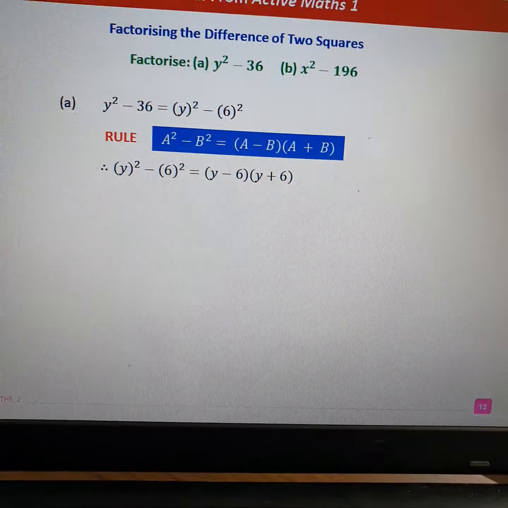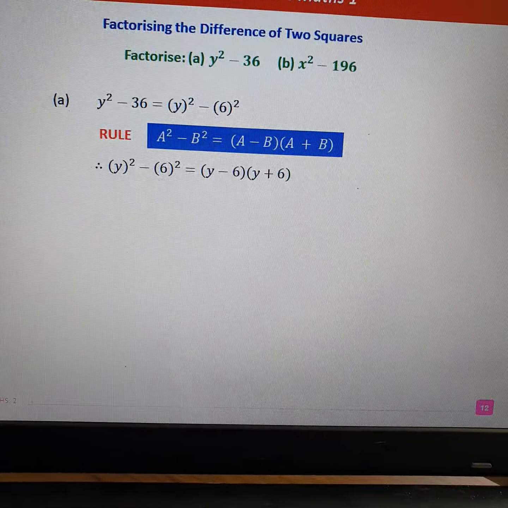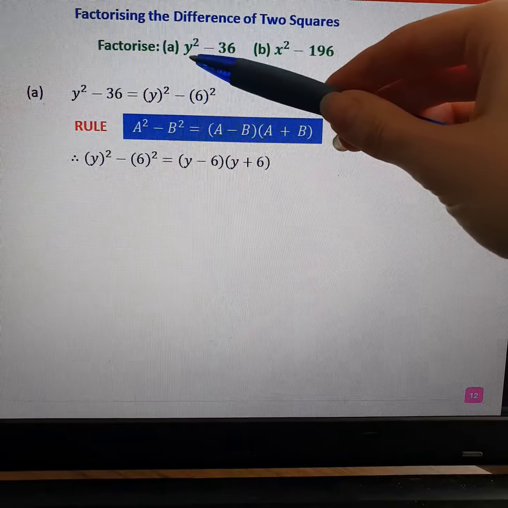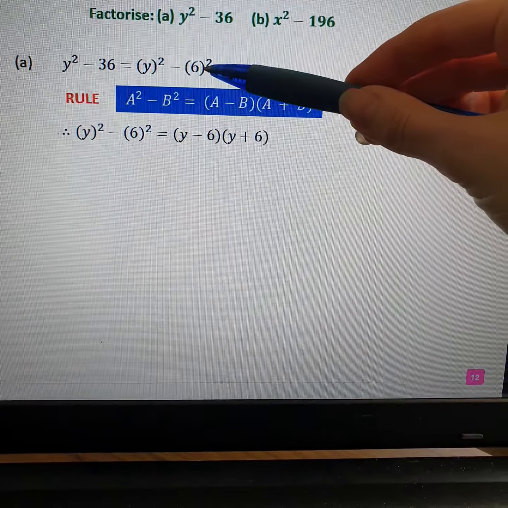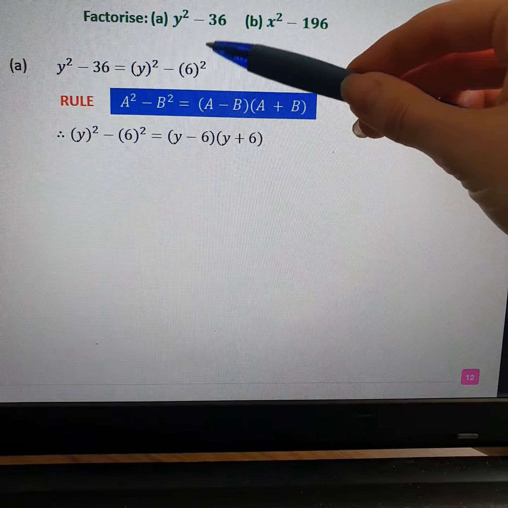It's the difference of two squares, because you can see that y squared is a squared number. 36 is a squared number, because what you multiply twice by to give you y squared is y, and what you multiply twice to give you 36 is 6. Now, difference of two squares will always have a minus sign in one bracket and a plus sign in the other. Okay, let's look at the next one.